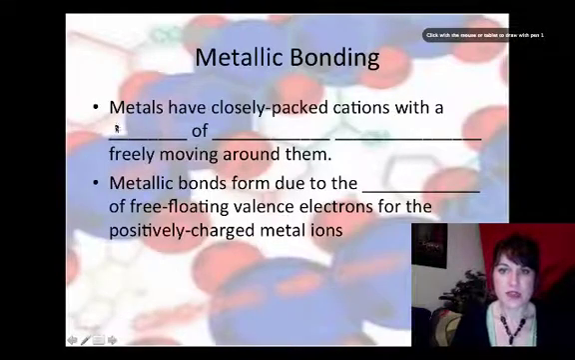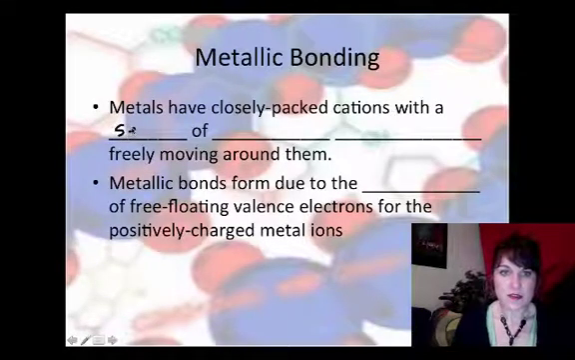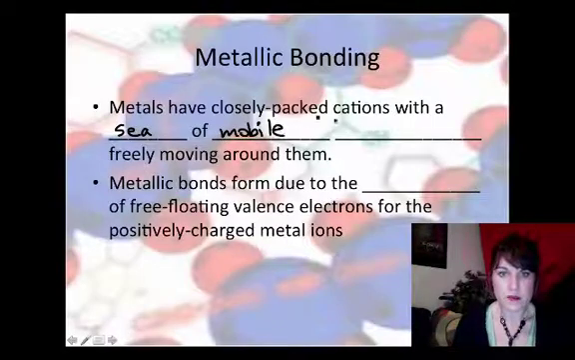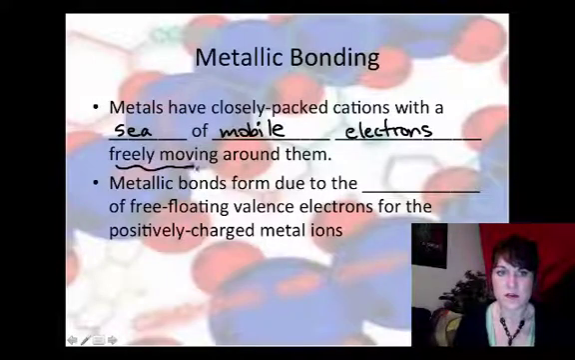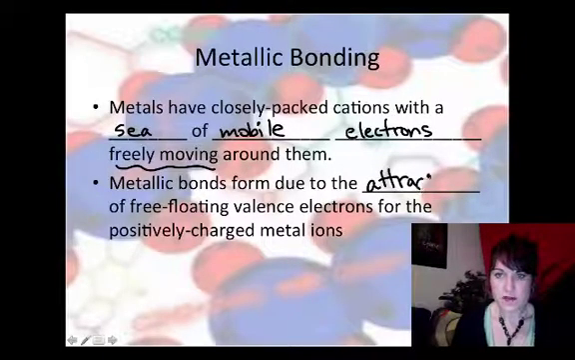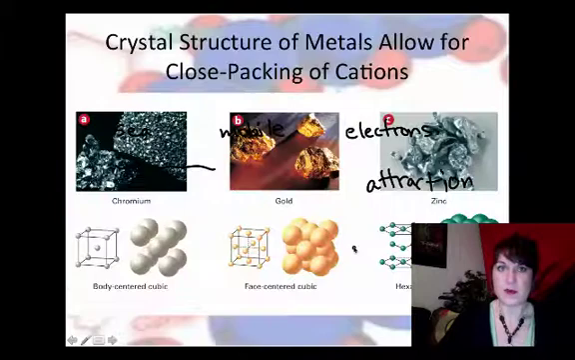Metals have closely packed cations with a sea of mobile electrons moving freely around them. So in other words, those valence electrons don't stick to just one nucleus. They get to freely move from one metal nucleus to the other. So metallic bonds form due to the attraction of those free-floating valence electrons for the positively charged metal ions they've left behind. So that's metallic bonding.